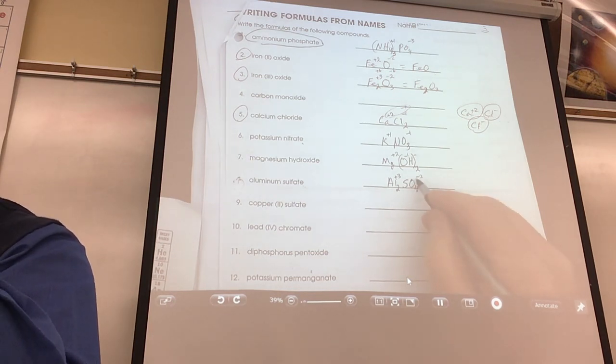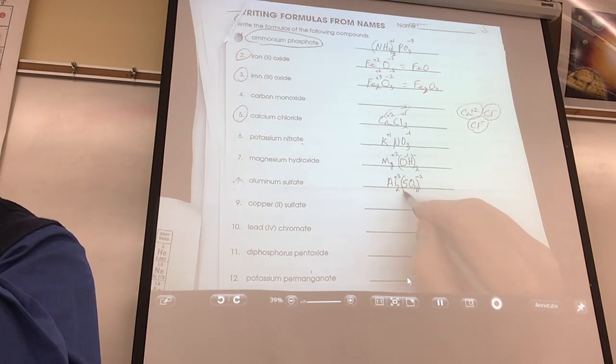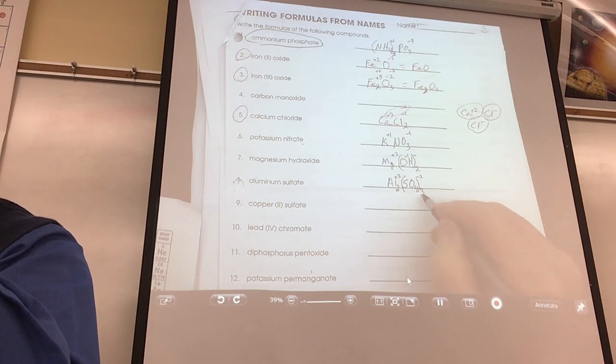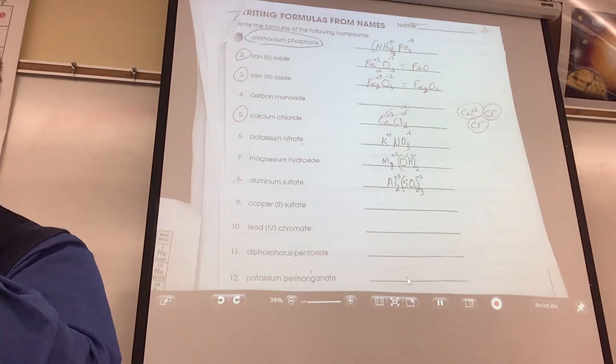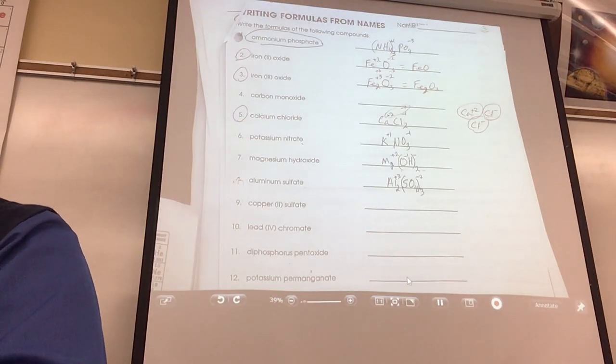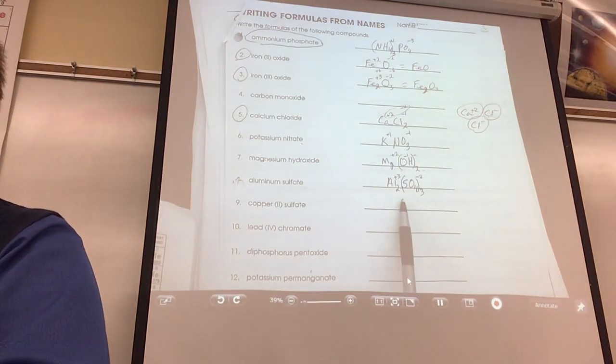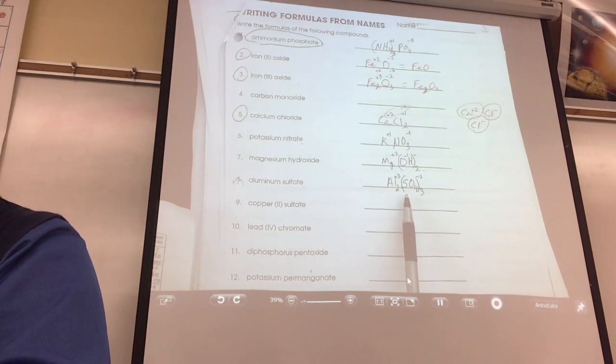And what's the only time you use parentheses? When you need more than 1 polyatomic ion. And you said you needed 3, didn't you? What's 3 times negative 2? Negative 6. And 2 times plus 3? Plus 6. What's plus 6 and minus 6? 0. We have a compound. That is one of the hardest ones I can give you.